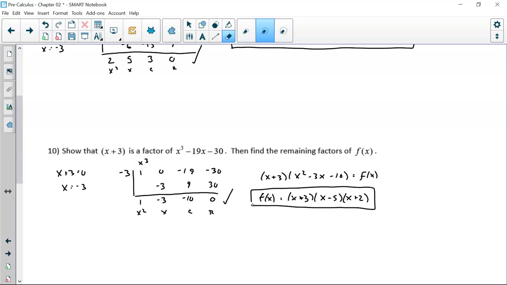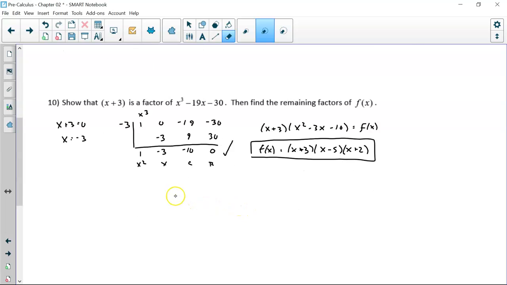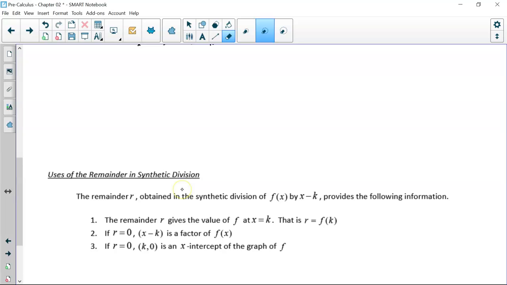So some uses of that remainder with synthetic division. When you're evaluating a function at a given value, the value of the function, f of k, is whatever the remainder is. When the remainder is 0, k is one of our zeros, so the factor would be x minus k. And when the remainder is 0, we're finding an x-intercept.